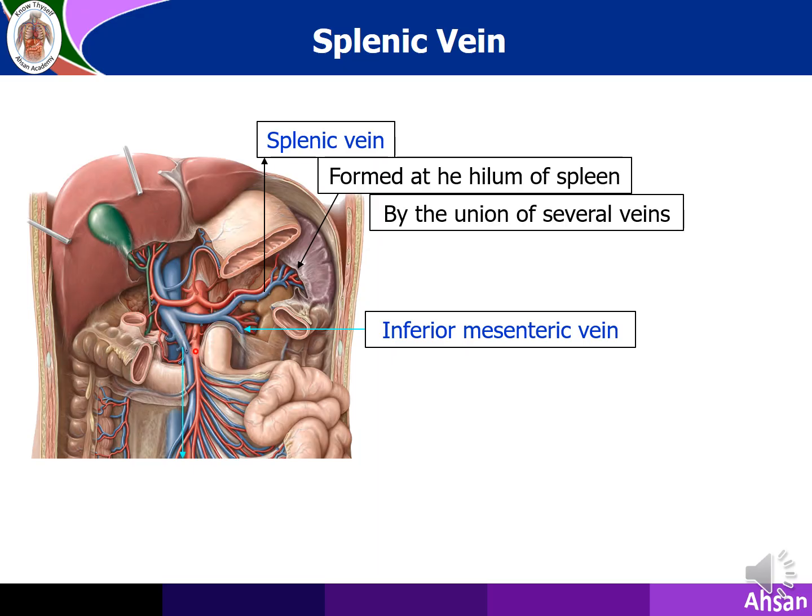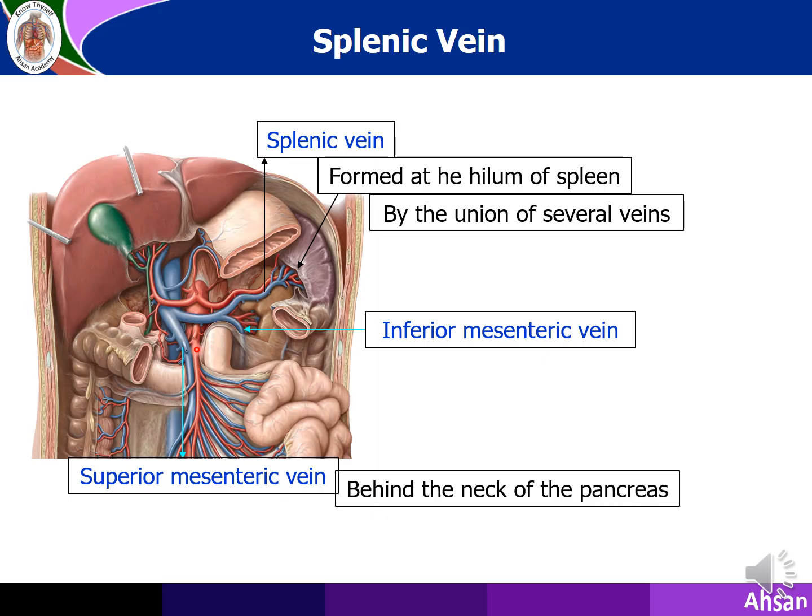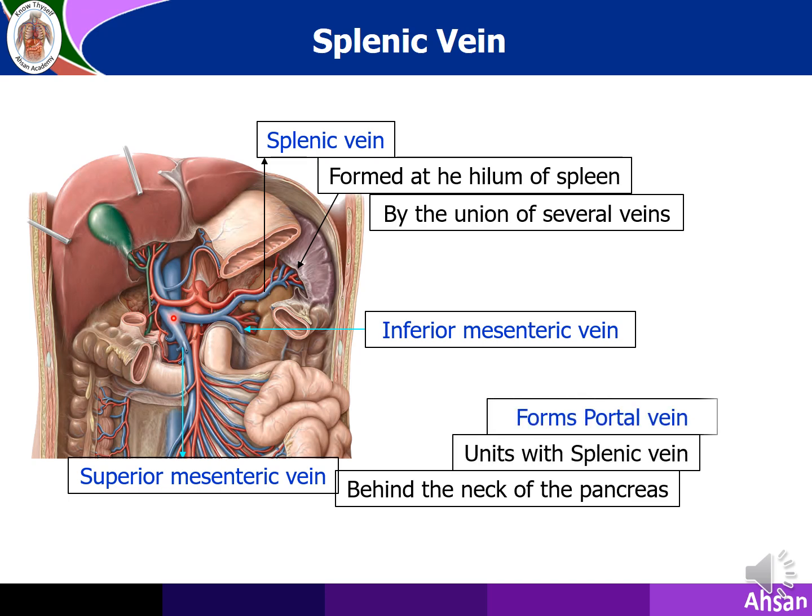Here, this is the superior mesenteric vein, and this superior mesenteric vein, behind the neck of the pancreas, unites together to form the portal vein. You see, this is the duodenum. The concavity of the duodenum contains the head of the pancreas that extends towards the hilum of the spleen. So this area is occupied by the pancreas, and at this level the neck of the pancreas is there.